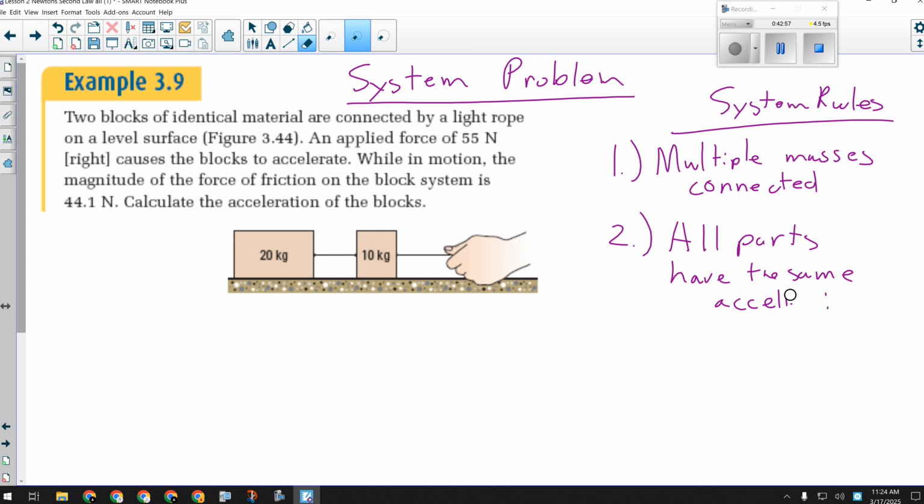Okay, all parts have the same acceleration. That's system rule number 2.